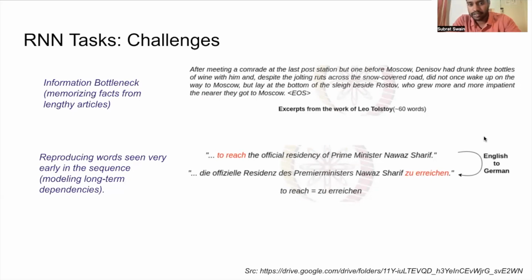So it's sort of an excerpt from the work of Leo Tolstoy. The way he wrote this sentence, even I couldn't get it. But the fact is that it's very difficult to memorize facts from a very lengthy article. So let's say the article is very long, it will be very tough for the machine to memorize it, because the dependency would be longer, and it's not very easy to look at the text and find the dependency from a very long context.